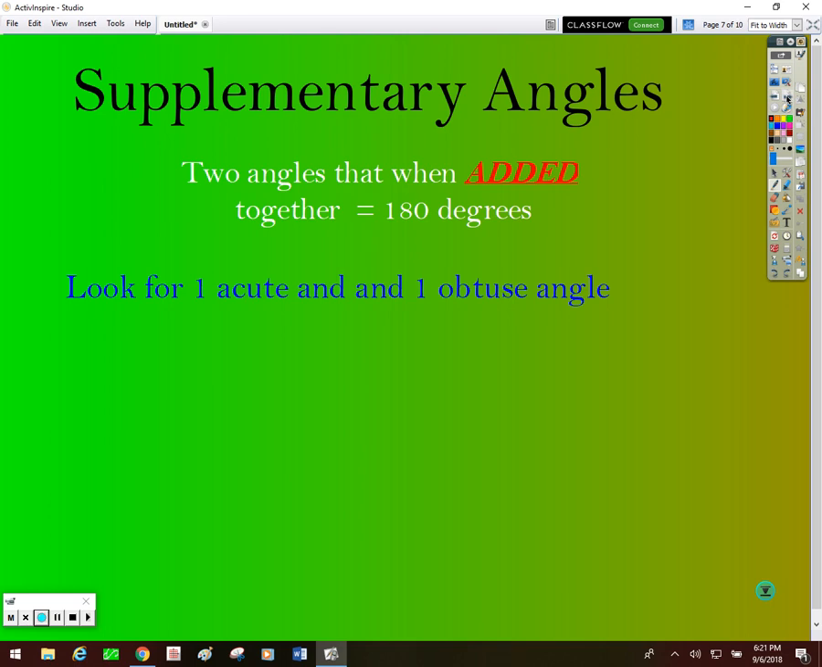All I want you to remember: supplementary angles are two angles that, when added together, will equal 180 degrees. And here's our quick hint. Always look for that acute angle and obtuse angle. If one of them is acute and one of them is obtuse, automatically you're looking at something that is supplementary. Okay, so let's look at how it works.